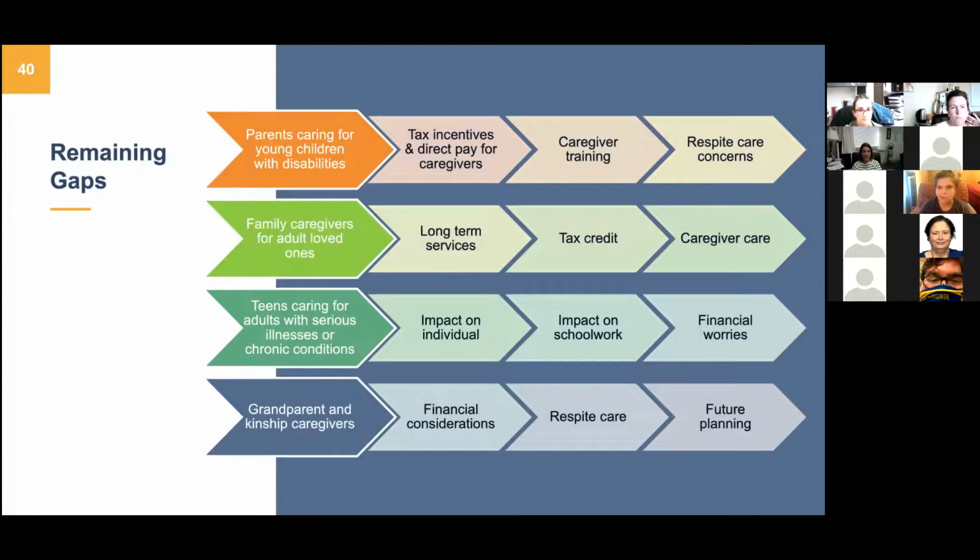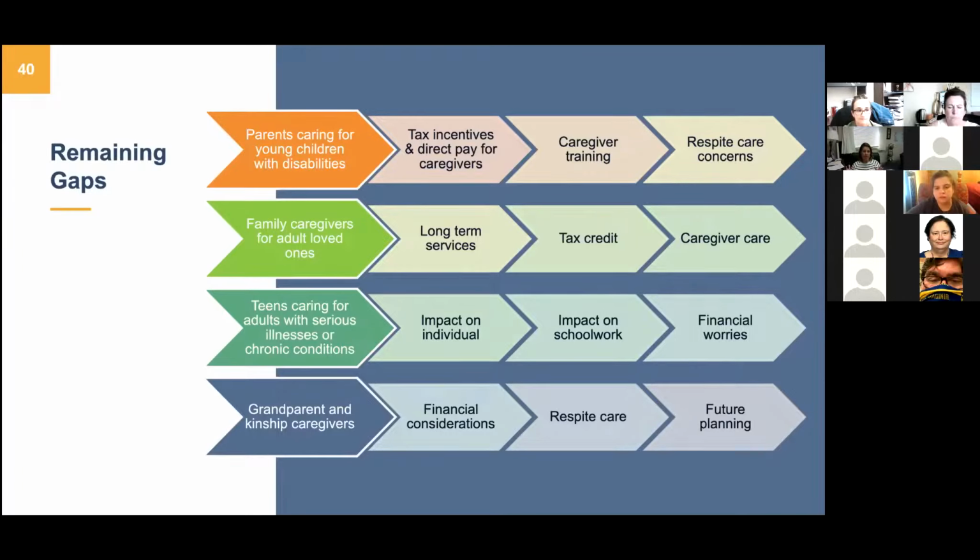And this is for the different groups. So again, by lifespan, what are we looking at? So parents caring for young children with disabilities, again, you talk about tax incentives. They're staying home with those children, and many times having to quit their jobs. So having some means of support. Caregiving training, we've talked about, and then the respite. For family caregivers who are taking care of an adult with a disability, their focus is mainly on long-term services, the tax credit, and then also the caregiver care or education.